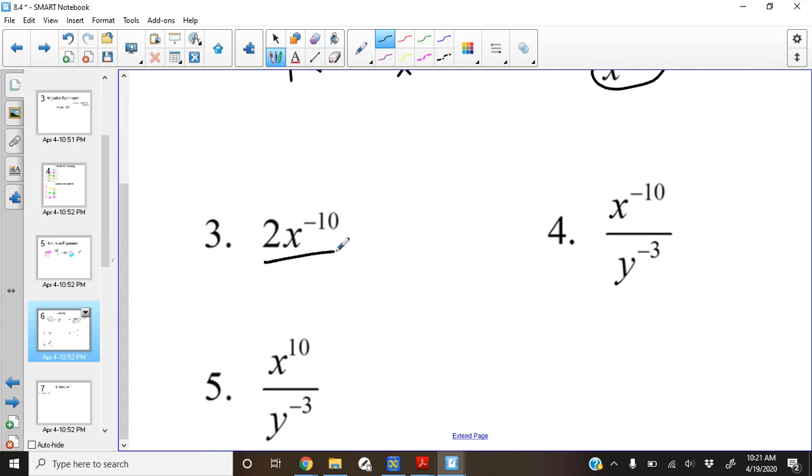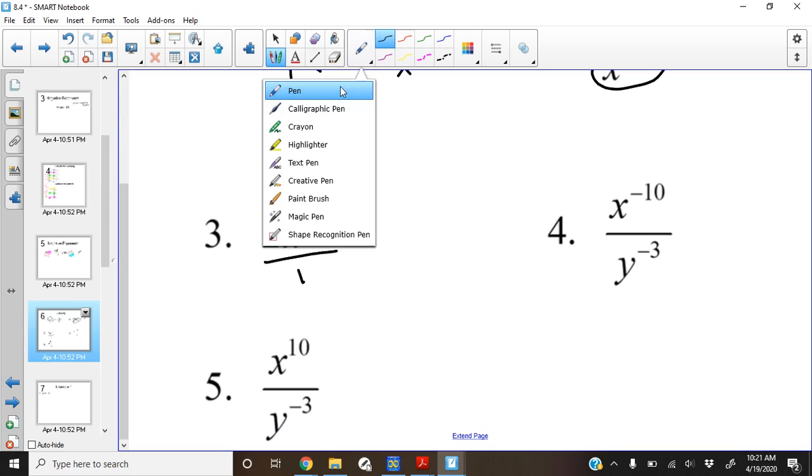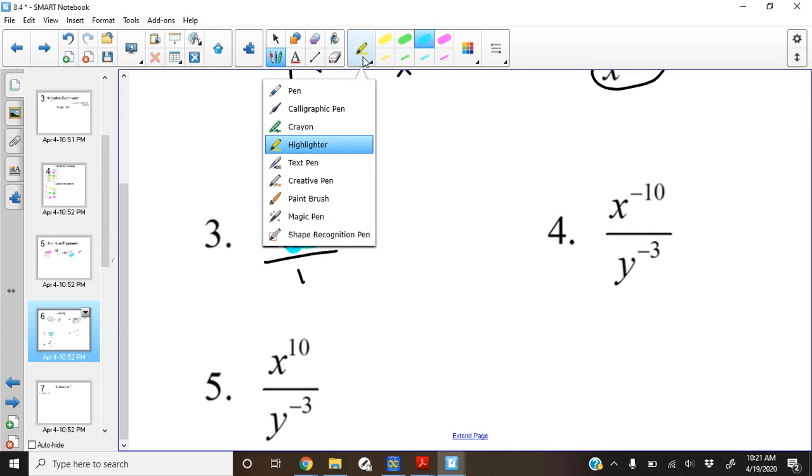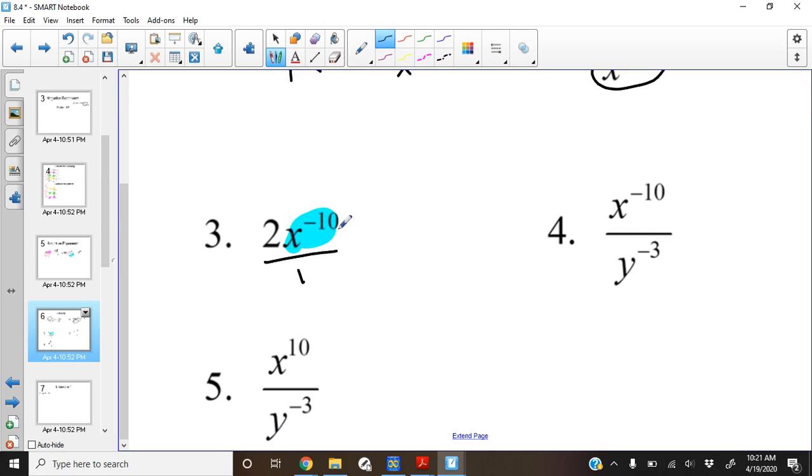Now this next one, I'm going to put it over 1. Now let's pay close attention. Only the x to the negative 10 is being moved. That's the only item with a negative exponent. 2 has an exponent of 1, so we don't want to move that. Only move the highlighted portion. So that stays 2 in the numerator and now becomes x to the positive 10 in the denominator.